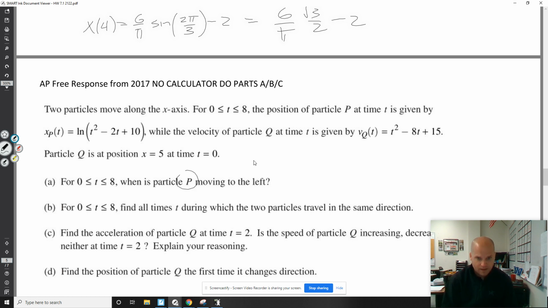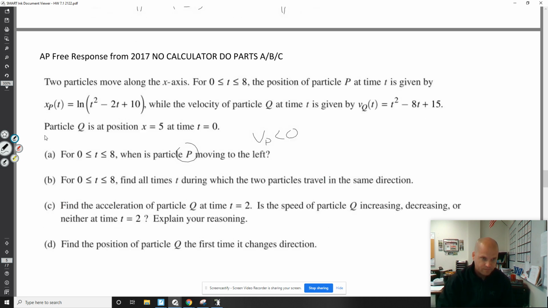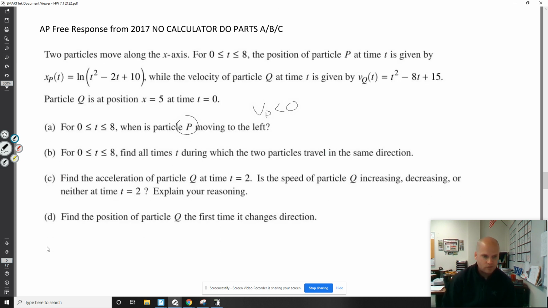When is particle P moving left? When the velocity of P is negative. I'm not given the velocity of P. I'm given the velocity of Q. I'm given the position of P. Okay, well, I'm going to have to take the derivative of P's position to get the velocity of P. I'm going to have to use an O and an I. I got a log parentheses, and I got a lot of stuff inside that parentheses. The derivative of the log is 1 over. The derivative of that is 2t minus 2. So it's not nice, but this would be the derivative, 2t minus 2 over t squared minus 2t plus 10.